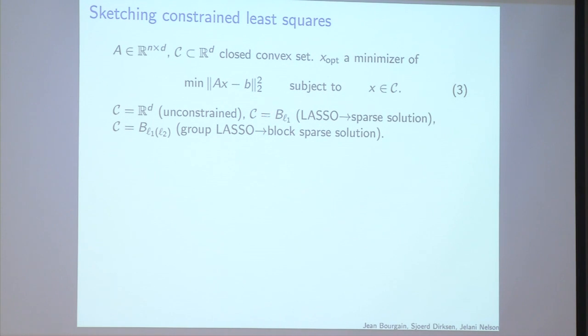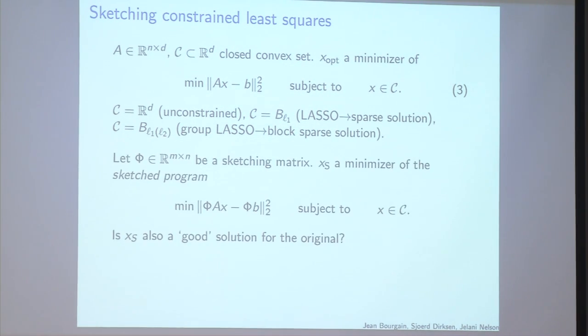If I take a rescaled L1 ball, then I get the lasso that promotes sparse solutions. And if I take a rescaled L1 and L2 ball, I get the group lasso, which promotes block sparse solutions, for example. Now we might be confronted with a high-dimensional problem, which will be expensive to solve. And the question is, can we use dimensionality reduction, or sketching, as it is also called, to speed up the solution of this program, or to get an approximate solution?